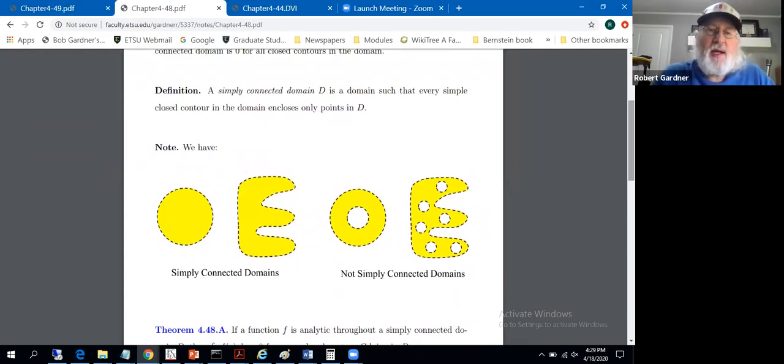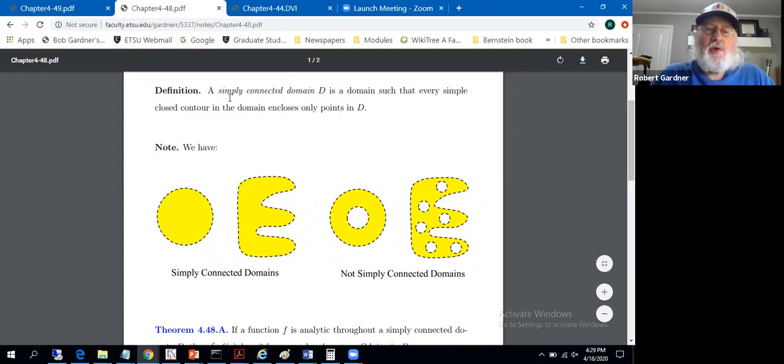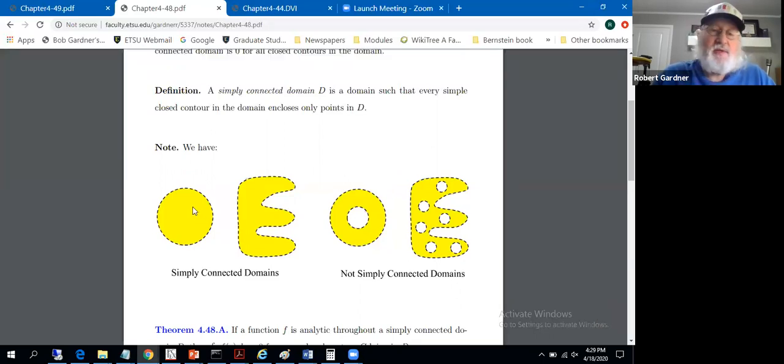and not simply connected. The definition of simply connected was every simple closed contour in the domain encloses only points in D. So if I draw some little simple closed curve, don't let it intersect itself. It starts and stops at the same place. That has inside it only, in both of these, only points that are yellow, only points in the domain.